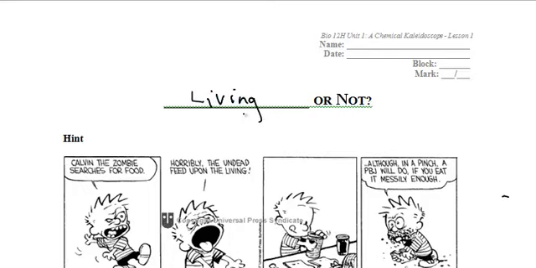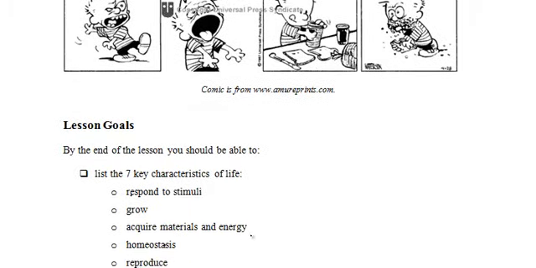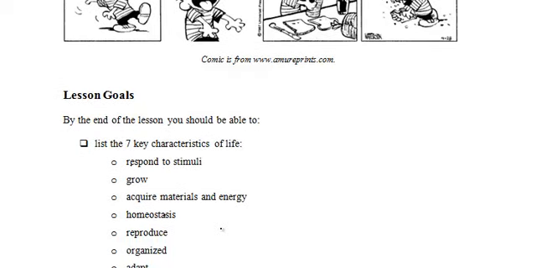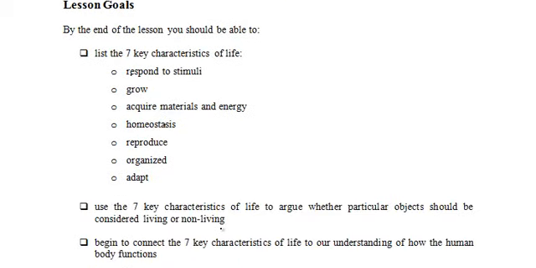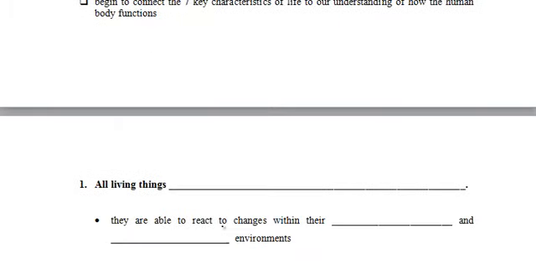Today we're going to look at how we determine whether something is living or not. By the end of today's lesson, you should be able to list the 7 key characteristics of life, including that living things respond to stimuli, they grow, they acquire materials and energy, they maintain homeostasis, they are able to reproduce, they are organized, and they can adapt. As well, you should be able to use these 7 key characteristics to argue whether or not particular objects should be considered living or non-living, and begin to connect the 7 key characteristics of life to our understanding of how the human body functions.